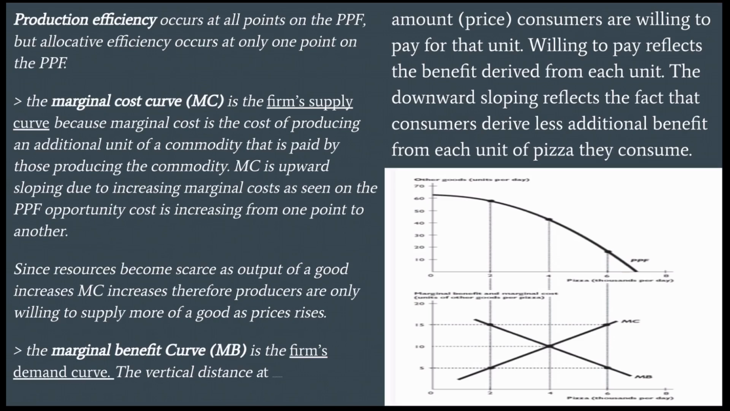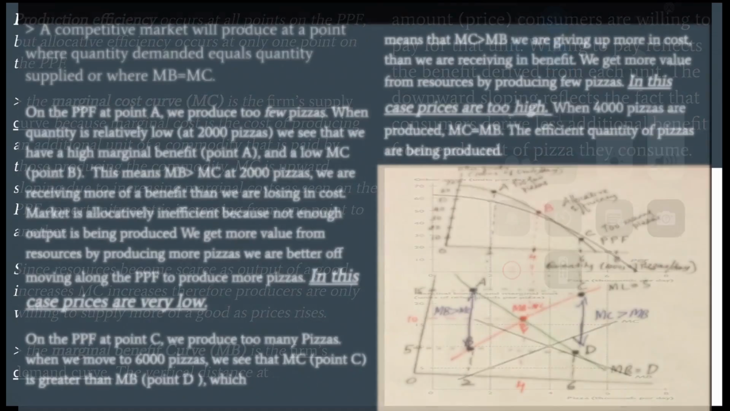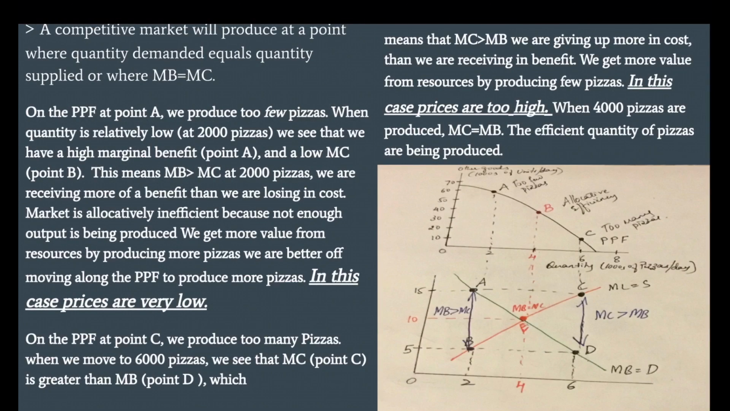The marginal benefit curve, or MB, is the firm's demand curve. The vertical distance is the amount of price consumers are willing to pay for the unit. Willingness to pay reflects the benefit derived from each unit. The downward slope reflects the fact that consumers derive less additional benefit from each unit of pizza they consume. A competitive market will produce at a point where quantity demanded equals quantity supplied, or where MB is equal to MC.